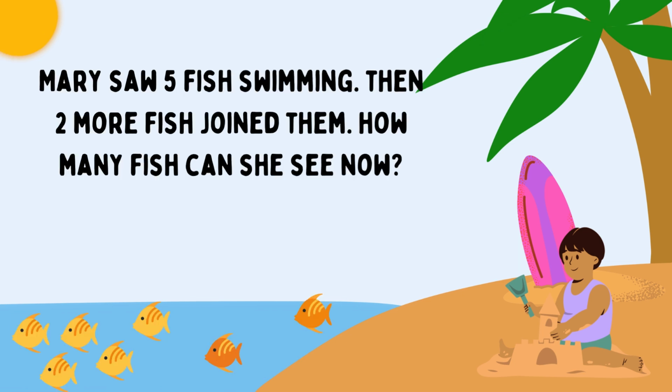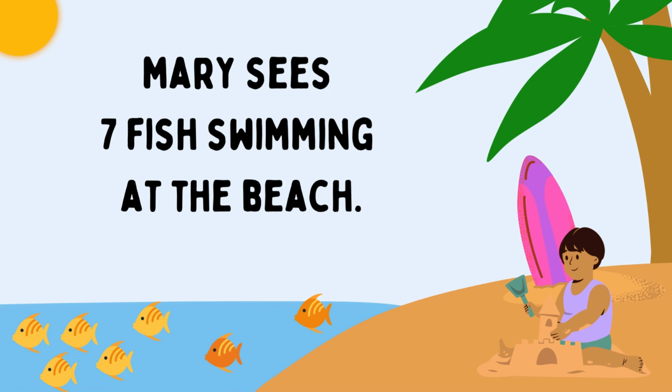Next, Mary saw 5 fish swimming. Then 2 more fish joined them. How many fish can she see now? The answer is Mary sees 7 fish swimming at the beach.